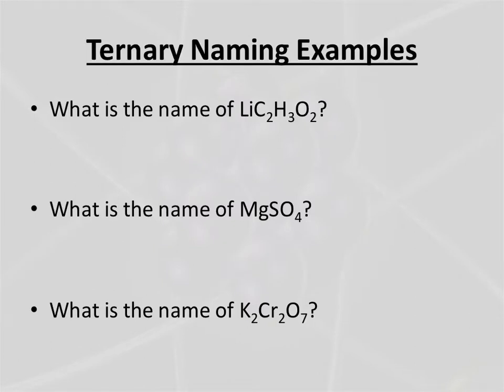For example, here we have a ternary because it's definitely got 3 or more capital letters. We write the name of the first element, so Li is lithium. Then you need to look at your polyatomic ion sheet and figure out what this name is. C2H3O2 is acetate, so you just write acetate. The name of that is lithium acetate.